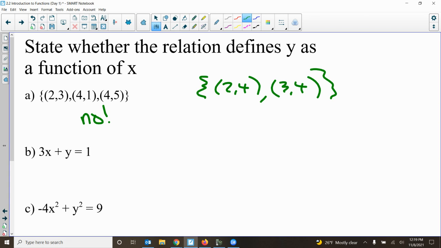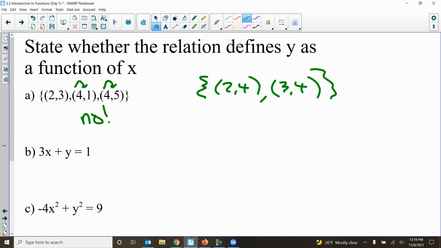All right. The fact that 4 goes to 1 and 4 goes to 5 tells you that we do not have a function. If 2 goes to 4 and 3 goes to 4, that's fine. That's not a problem at all. See the difference? Making sense? How about the next one?